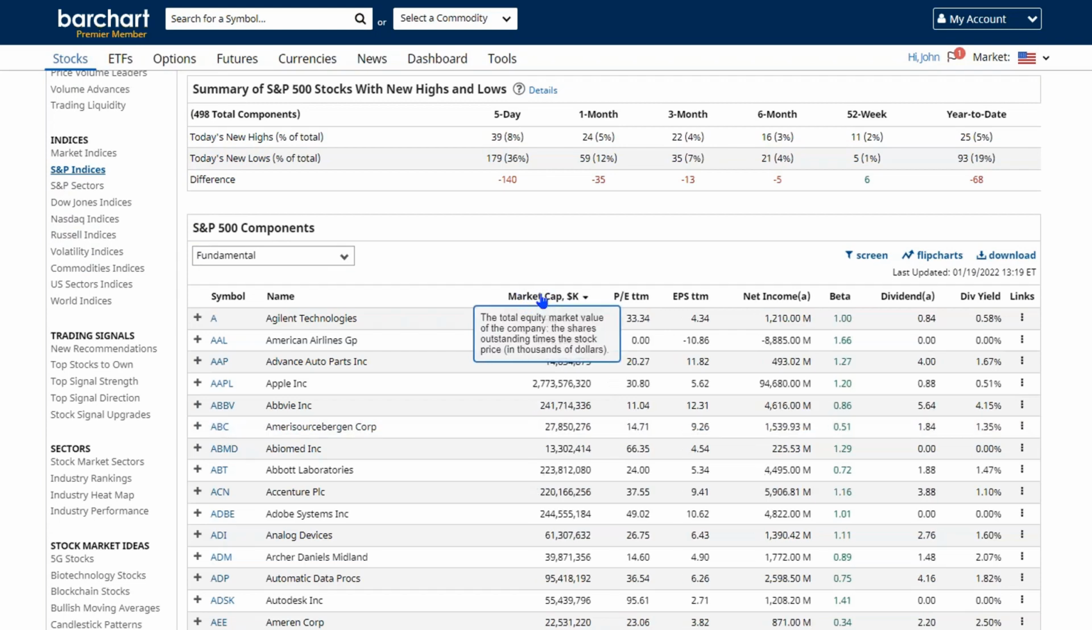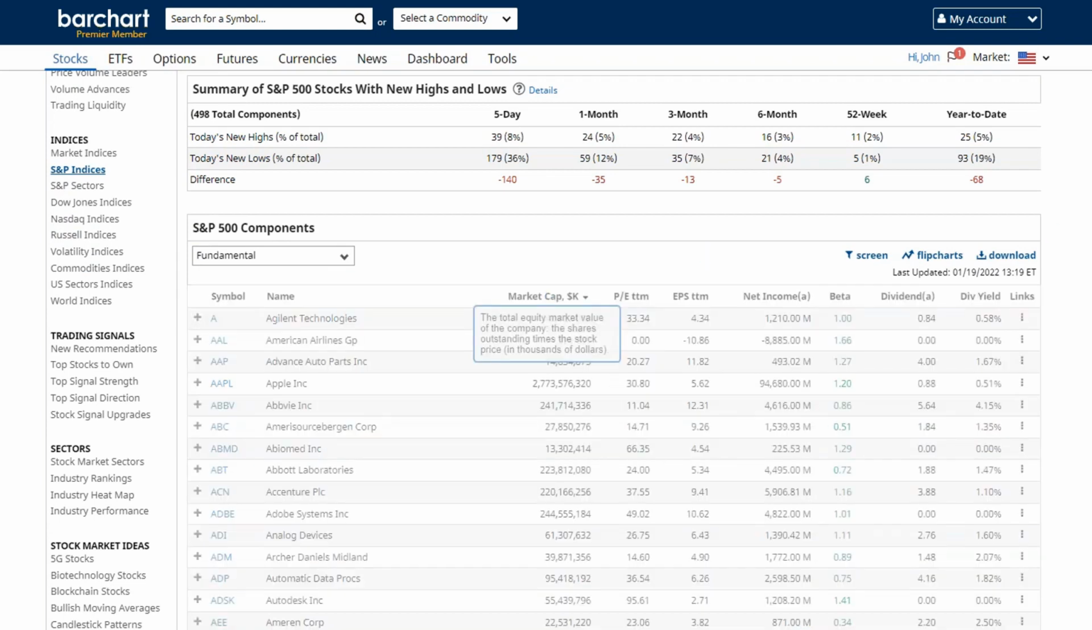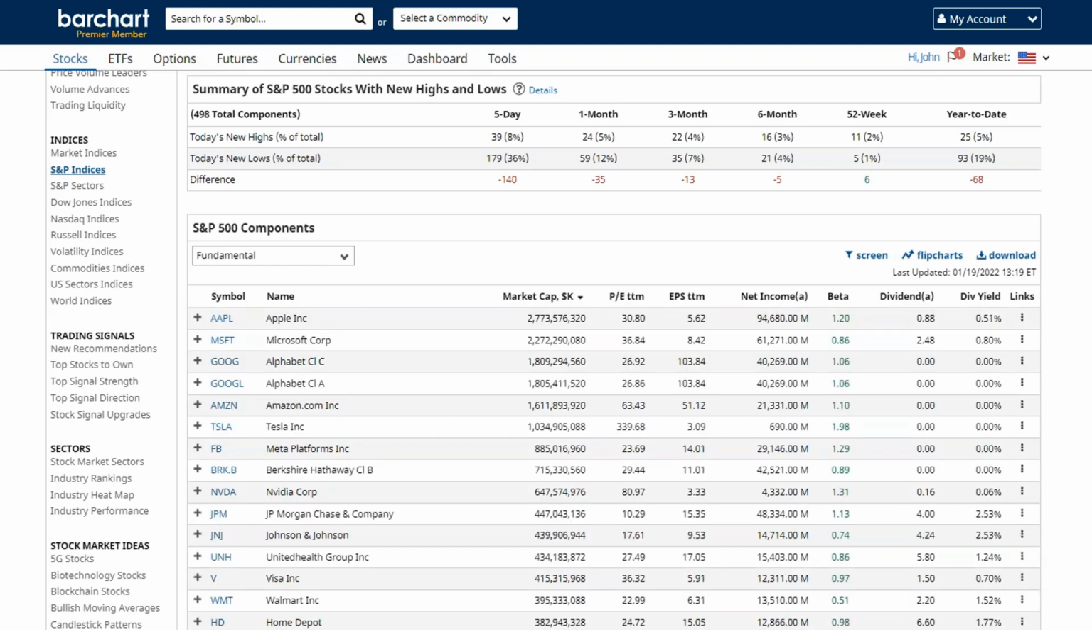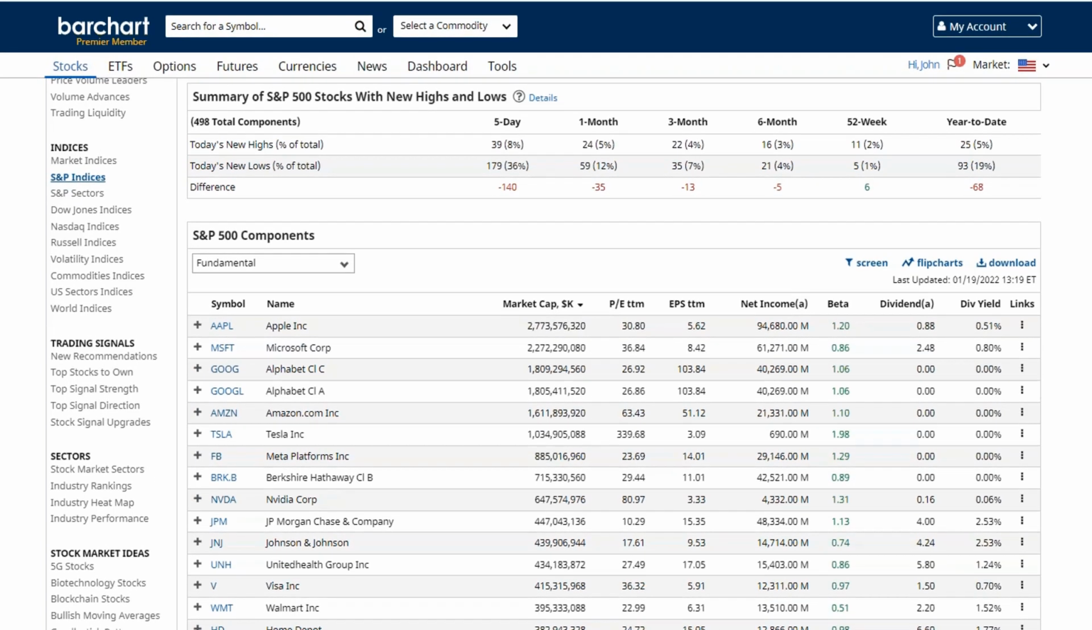If I look at the market cap of the S&P 500, the top 6 stocks make up 25% of the market capitalization of the S&P 500. So what is really going on here is that, yes, the S&P is holding its own, but it's really based on these 5 companies.